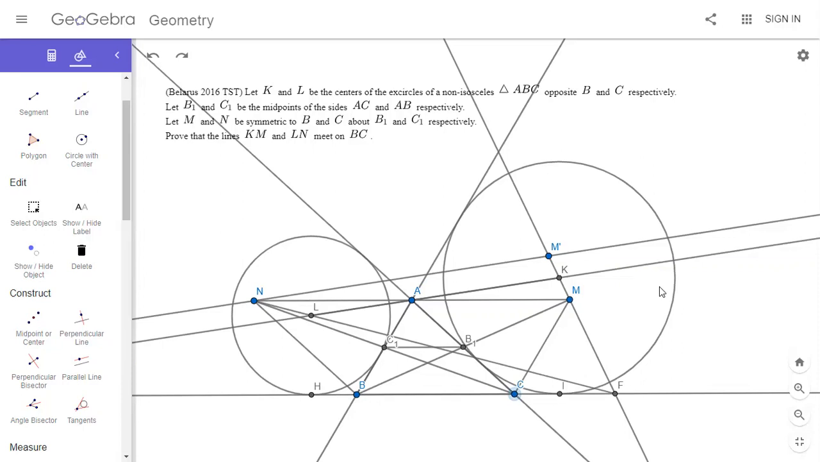I think what I got hung up on: no, this is not necessarily a right angle. Yeah, we have to show they're parallel, but it's not necessarily a right angle, but it is perpendicular to the angle bisector at A. So we want to show MK. Let's see.